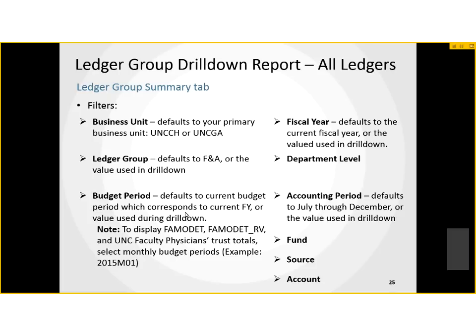Now, UNC faculty physicians, you guys will also need to check on this tab. You would need to check the monthly budget periods as well. You don't on the previous tab because UNC Faculty Physicians is a trust fund, and so your totals get rolled up into the trust fund line on the overview tab. But to see it itemized on the Summary tab, you would need to check your monthly budget periods.